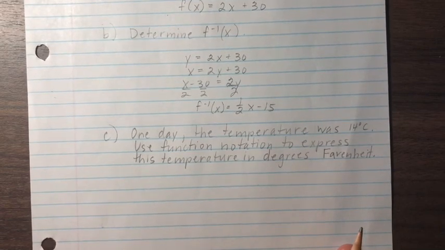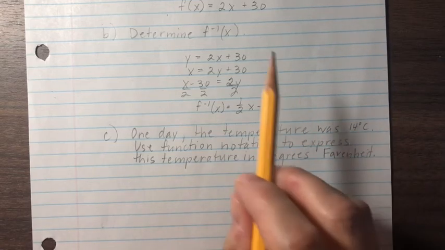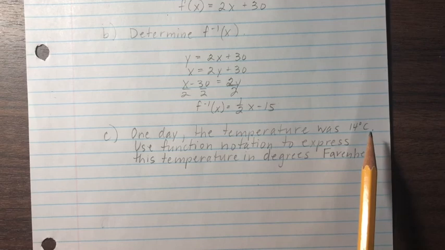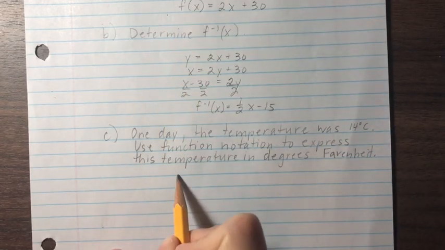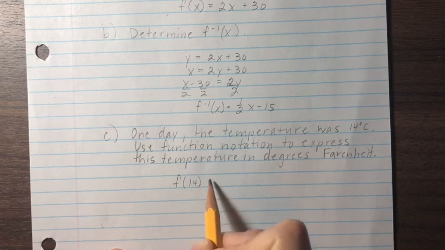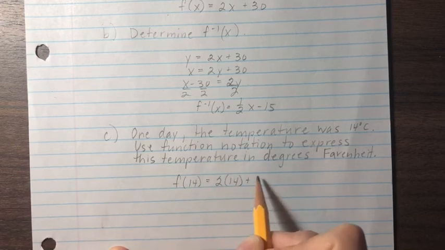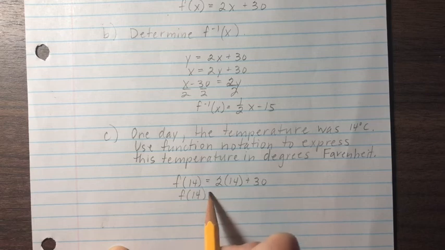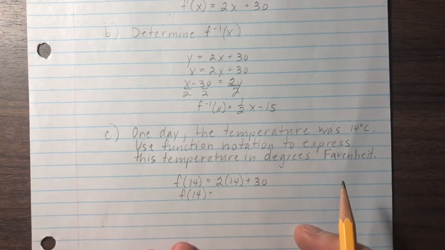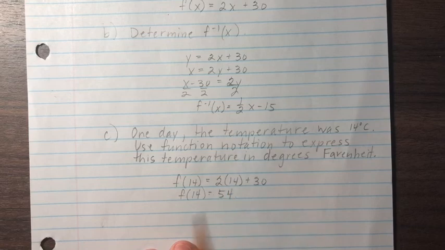Okay? So part C says one day the temperature was 14 degrees Celsius. Use function notation to express the temperature in degrees Fahrenheit. So I have to use my original function, which relates the Celsius temperature to the Fahrenheit temperature. So I'm going to sub in 14 for x. And at a temperature of 14 degrees Celsius, we would end up with 54 degrees Fahrenheit.